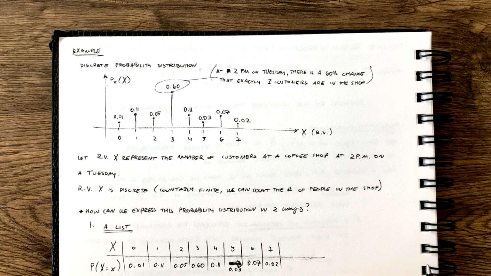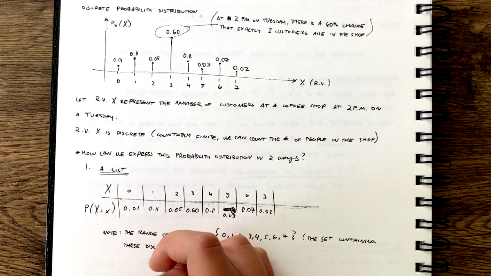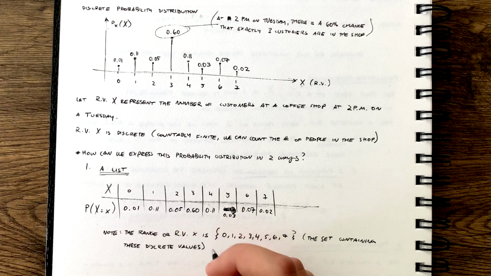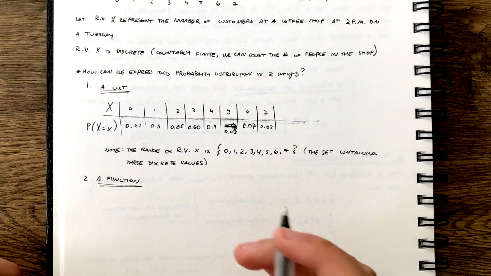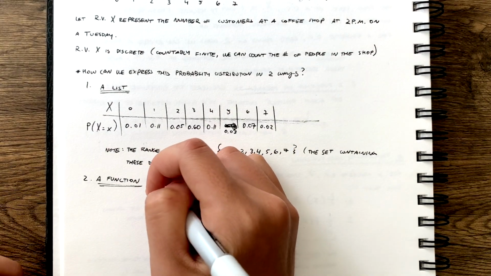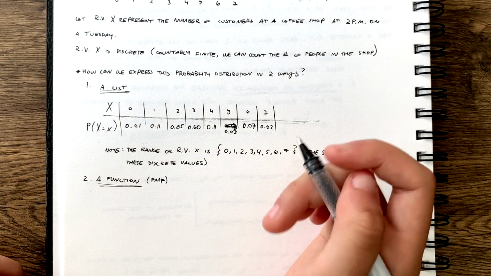And let's also note that the range of our random variable x ranges from 0, 1, 2, 3, 4, 5, 6, all the way to 7, and that this is the set containing these discrete values. Secondly, let's express the same probability distribution in a second way, as a function, and in this case, as we just learned, as a probability mass function, or a PMF.